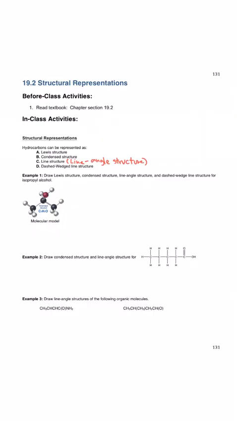Now let's take a look at example 1. In example 1, we are going to use the molecular model of isopropyl alcohol to help us write out the Lewis structure, condensed structure, line-angle structure, and wedge-line structure for this molecule. There is a correction here. The chemical formula that is written here is incorrect. Can you correct that for me, please?